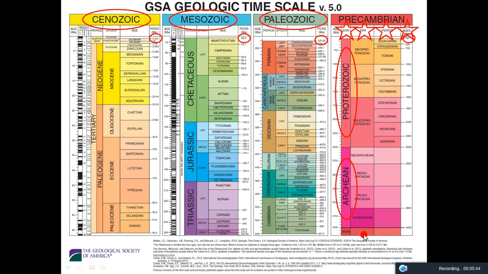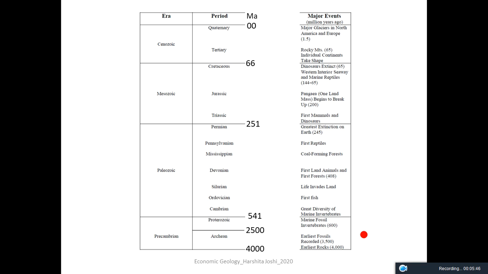Okay, so we need to know this if we have to understand geology. You should learn this. Okay, Precambrian has Archean and Proterozoic. Precambrian means before Cambrian. Okay, then Paleozoic, Mesozoic and Cenozoic. So Proterozoic, Paleozoic, Mesozoic, Cenozoic, these are the eras. Various major events took place here. You should learn this age. I have given this in a very easy manner. You should learn these ages.